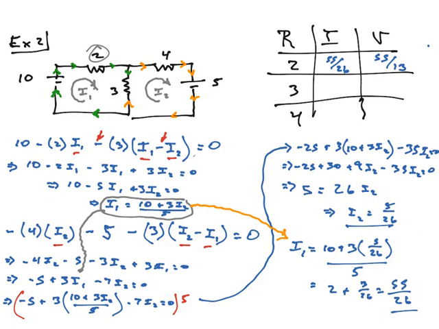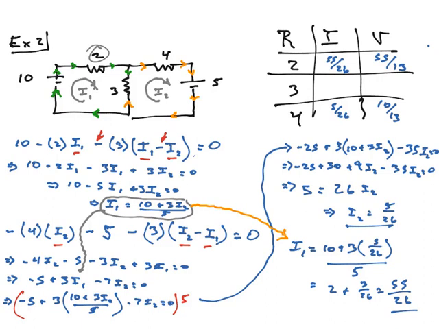Let's look at 4. What current hits the 4 ohm resistor? Only I2 hits him. I2 I found was 5 over 26. Thus, 5 over 26 for him. And then his V, I times R, 4 times 5 over 26 is 10 over 13. So he's done. And now for the one that's slightly more complicated, Resistor 3.